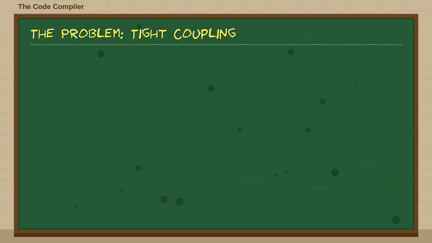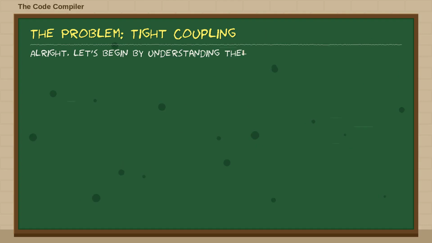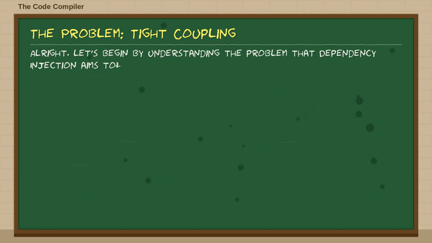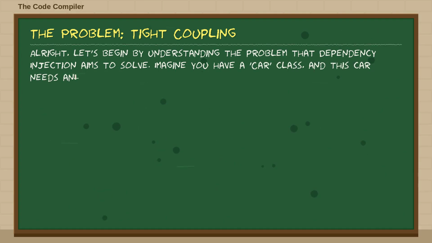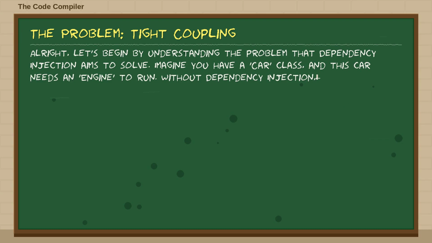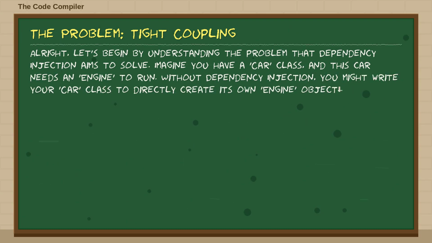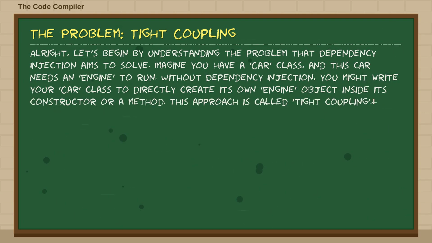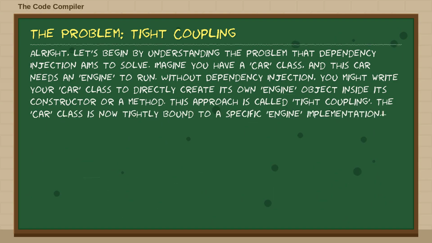Alright, let's begin by understanding the problem that dependency injection aims to solve. Imagine you have a car class, and this car needs an engine to run. Without dependency injection, you might write your car class to directly create its own engine object inside its constructor or a method. This approach is called tight coupling. The car class is now tightly bound to a specific engine implementation.